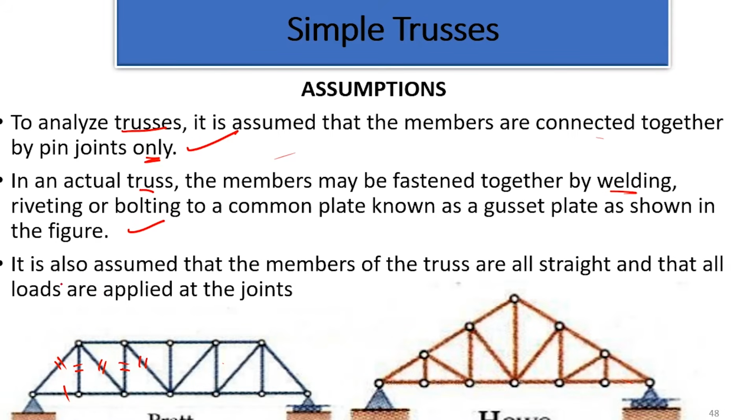And the third point here is that it is also assumed that the members of the truss are all straight and that all the loads are applied at the joints only. These assumptions are very clear. Each member of a truss is assumed to be straight. A member of a truss is from one joint to another. That's what we call a member. So from this joint here, this is one member.